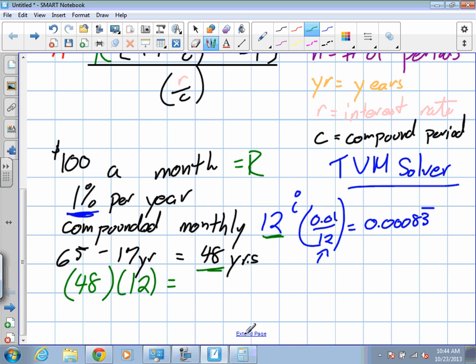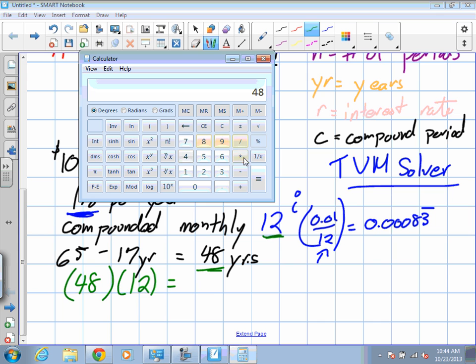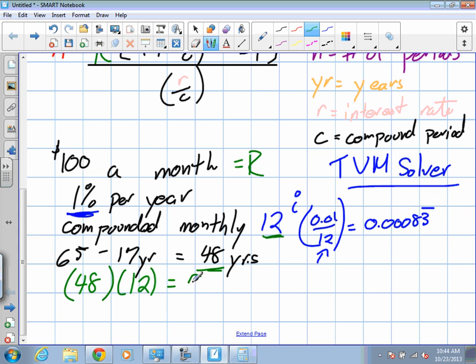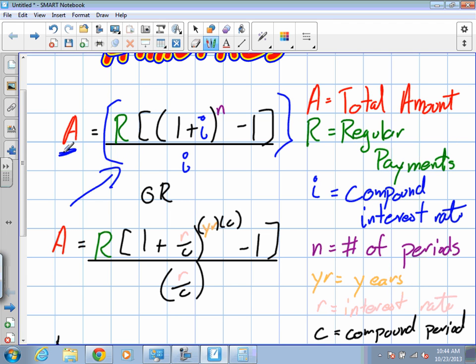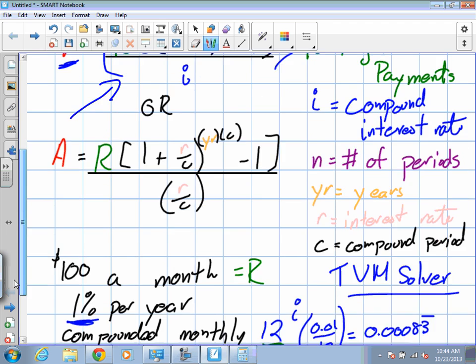We'll take 48 times 12. Did I do that right? Yeah. 576. Okay, so we're going to do this 576 times over the life of this annuity. Every month we put in $100, so by the time we retire, we'll have done this 576 times. That is enough information to now type into this formula to figure out how much money we'll have when we retire.